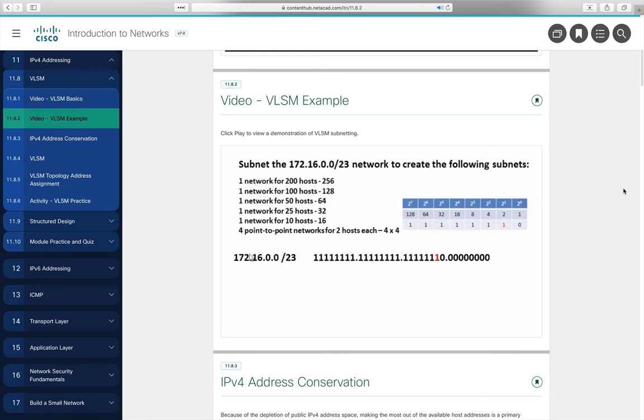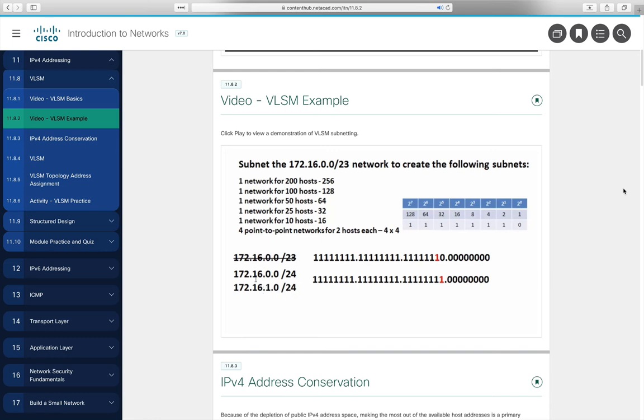What I can do is subdivide this single network of 512 hosts into two smaller subnets of 256 hosts each. So instead of having a 172.16.0.0 network /23, I change the subnet mask to /24. This creates two networks, 0.0 and 1.0, each subnet having 256 addresses, or 8 host bits. Notice how the subnet mask has changed from /23 to /24, and I now have two 256 host subnets.